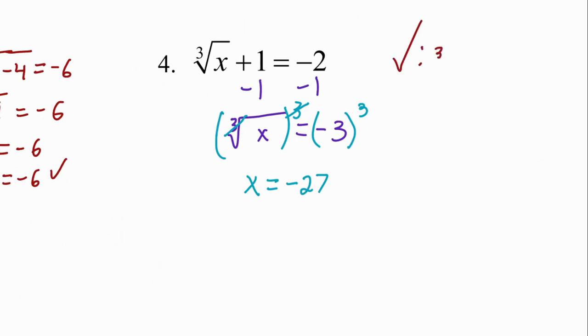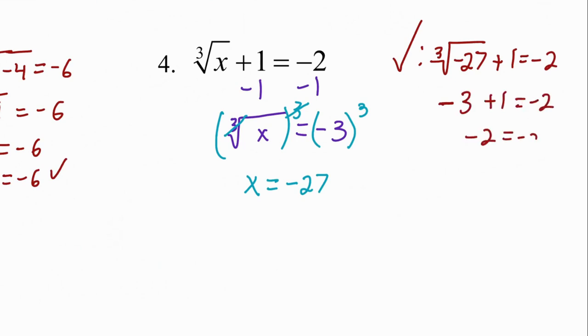So I'm taking the cube root of -27 and adding 1, and I want that to equal -2. We can take the cube root of a negative number, and a cube root of a negative number just means it's going to be negative. And the cube root of 27 is 3. So -3 plus 1 is -2. So we are good there. This would be our answer.